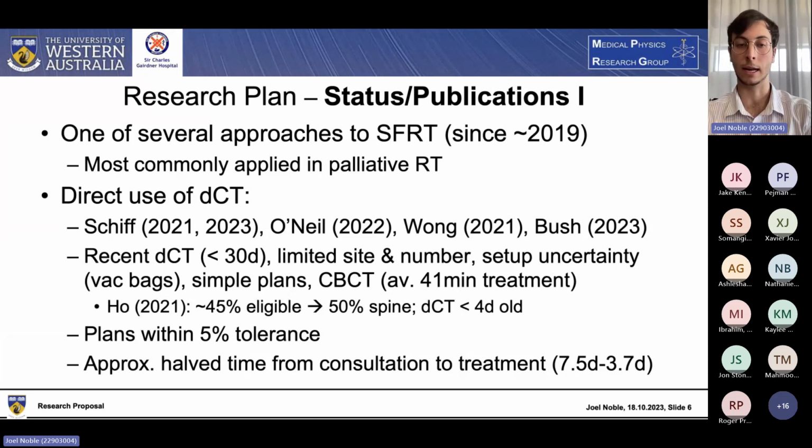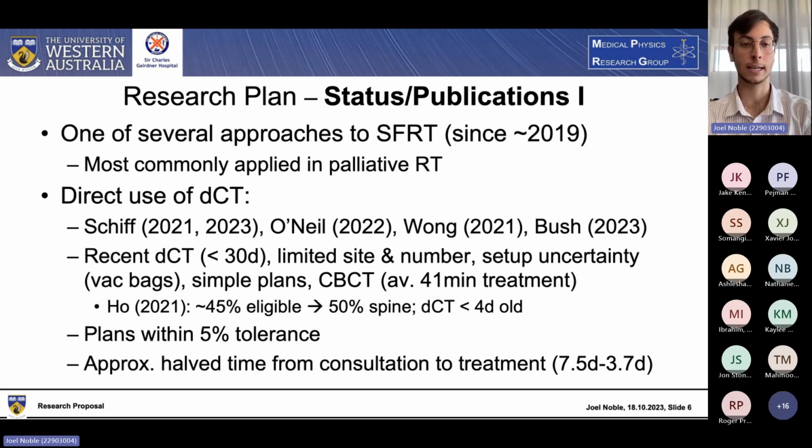Also, this was often limited to quite simple plans, so generally no intensity modulation, and often studies would supplement the preliminary DCT plan with a cone beam CT acquisition on couch, which in one particular study led to an average treatment time of 41 minutes, which isn't quite feasible for palliative patients in general, given their severe symptoms.